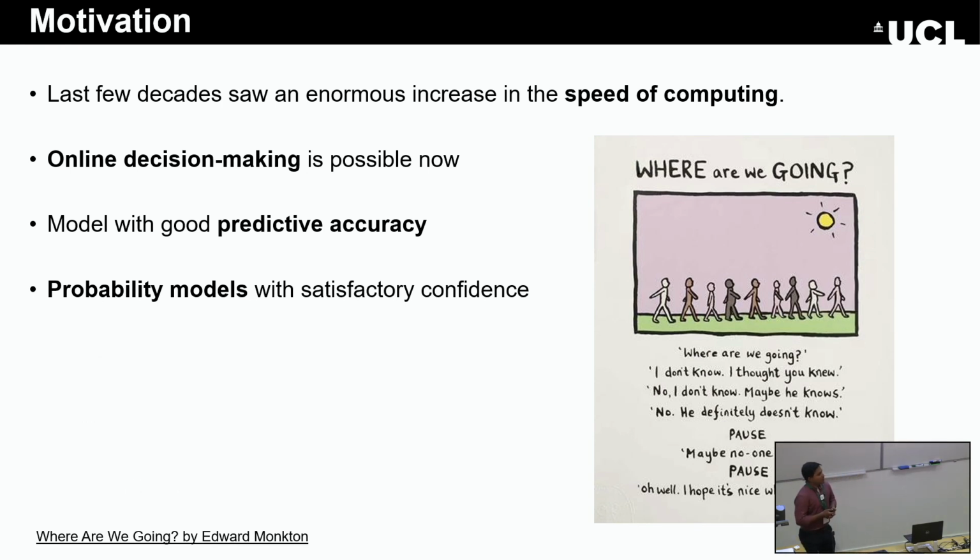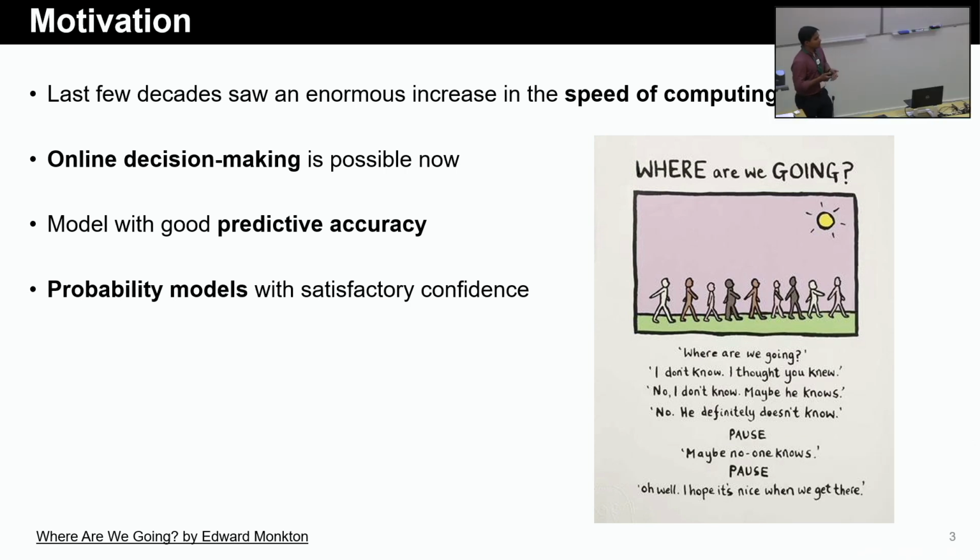So to give a general but important motivation, the last few decades saw an enormous increase in the speed of computing. This has made a lot of things possible, including the recent boom of AI. One important consequence is that now online decision making is possible. By online decision making, I mean real-time decision making using computers. The extent of human intervention needed there to decide what to optimize or when to optimize is a different story. But the important thing is that online decision making using a computer in real time is possible now.